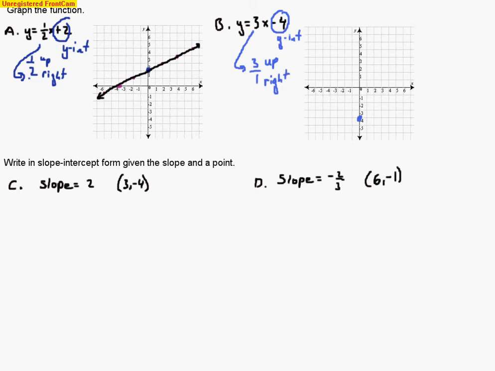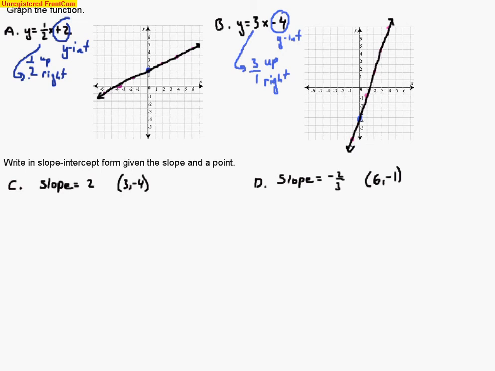So again, from that starting point, I'm going up 3 spaces, 1, 2, 3, and over 1 to the right. And I can do that a number of times and be right on that line. I could also go the other way, which is down 3, left 1. And then I've got some points in which I can draw a line through. So, nice thing about this method, it gives us lots of points, so we can draw a nice straight line. Well, that's the first type of problem.